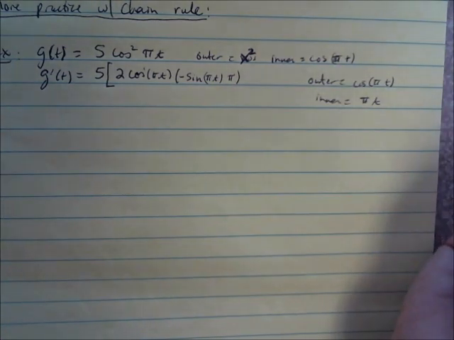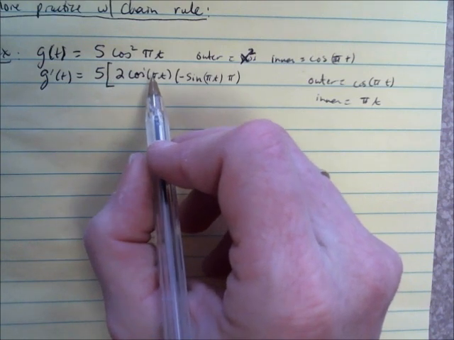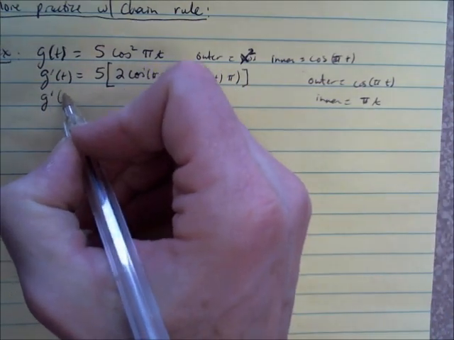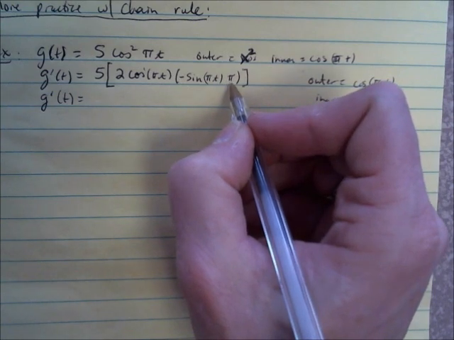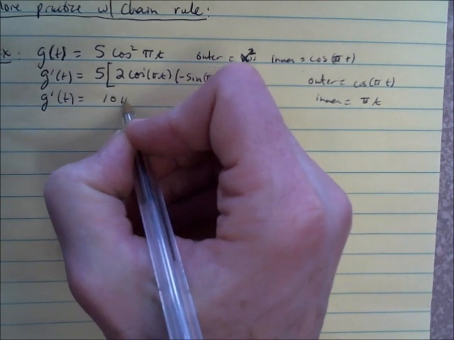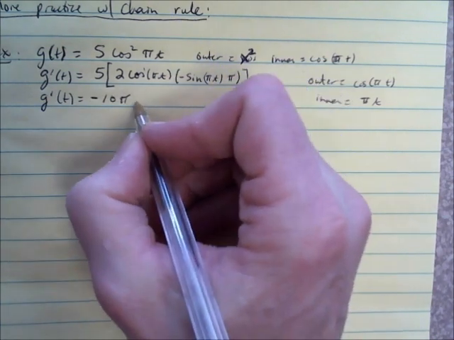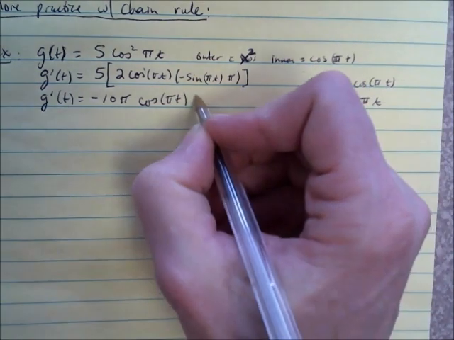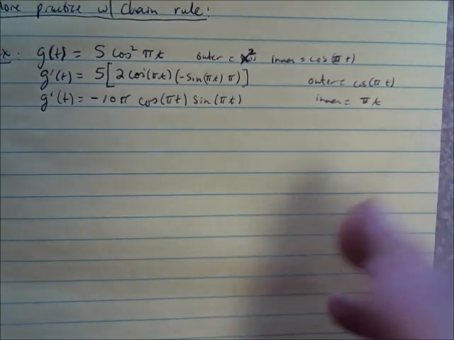So I think that does it for us. We've taken the derivative of the outer. We've taken the derivative of the inner. And so now we can just clean this up. g prime of t is equal to 5 times 2 times pi, which is 10 pi. But we have a negative in there, so it's negative 10 pi times the cosine of pi t times the sine of pi t. And that's the end of that problem.